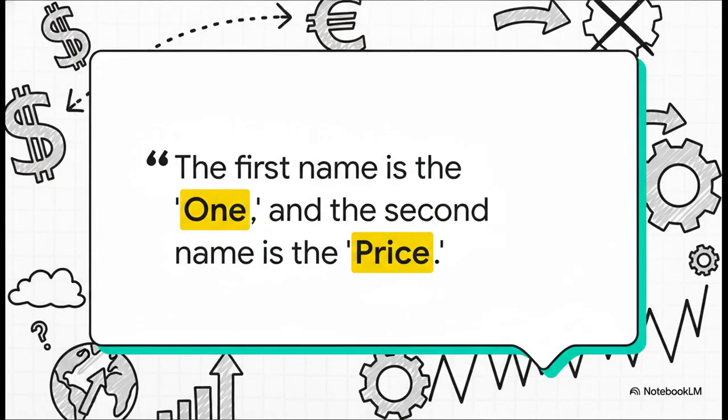So, as we wrap this up, please, don't get lost overthinking all the decimals. Just burn this one idea into your memory. In any currency pair, the first name is the 1, and the second name is the price. You master that, and you are well on your way.